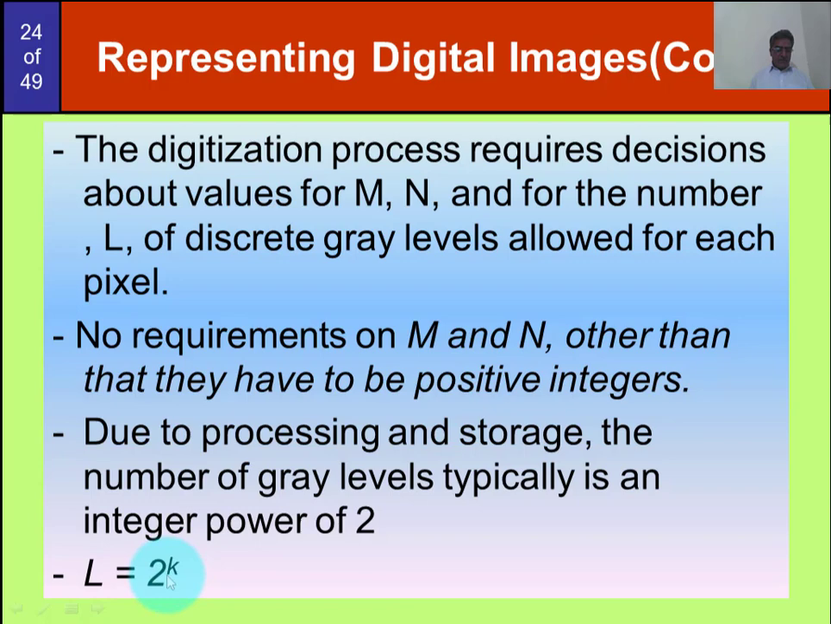And when we take the value of k equal to 8, it becomes 2 to the power 8, which is equal to 256. So L is equal to 256. It means there are 256 gray levels. The 0 is the black and the 256 is the white level, while in between all other levels are called the gray shades.